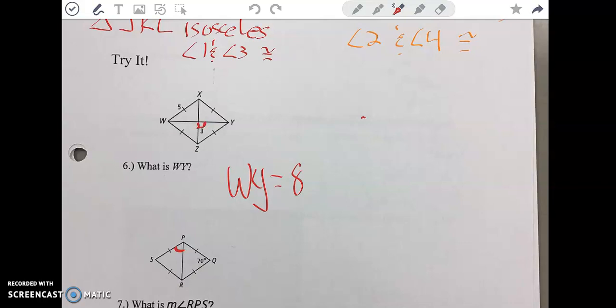Okay, so we're going to focus on this particular triangle down in the bottom right hand corner. Because it creates a perpendicular, the right angle, this is the hypotenuse, ZY is the hypotenuse. And that is going to be 5. So in order to find this portion, we need to use Pythagorean's theorem. Remember that is a squared plus b squared equals c squared.